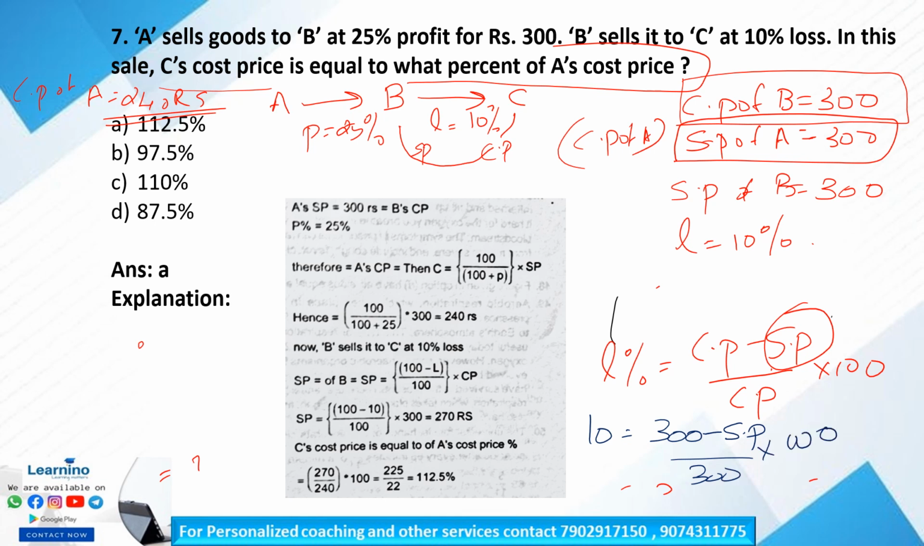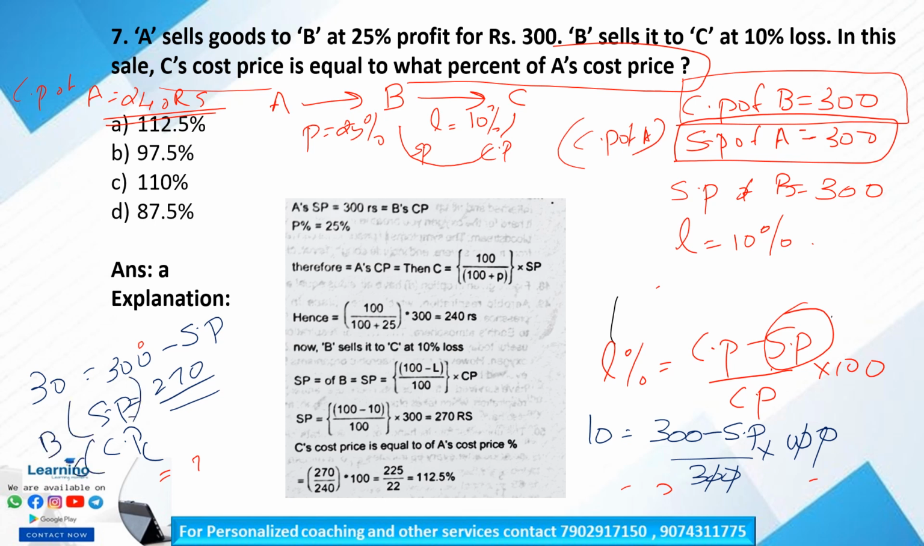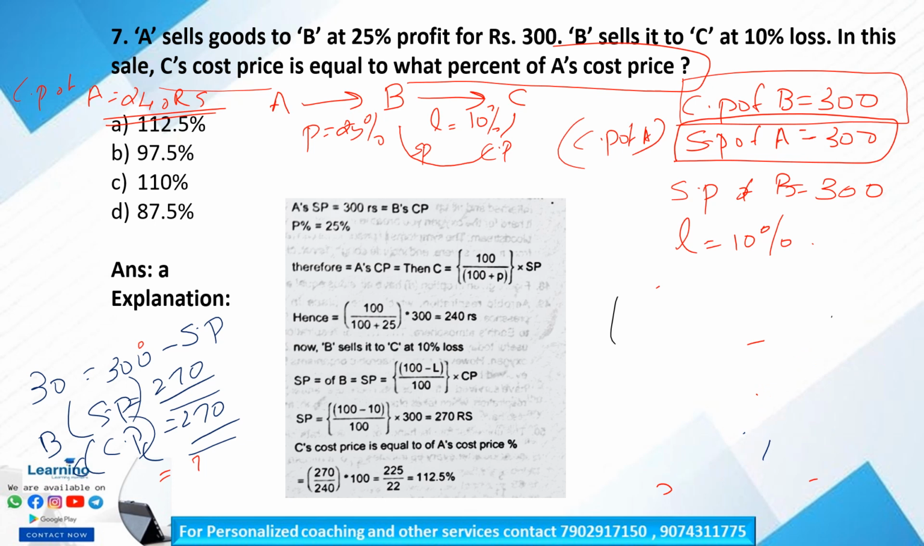Okay. So this will cancel each other. So 3 into 10 is 30 is equal to 300 minus selling price. So selling price is equal to 270. That is, the selling price of B is equal to the cost price of C, that is equal to 270 rupees. Okay, so we got the cost price of C and the cost price of A. What is the cost price of A? It is 240. Cost price of C is 270.